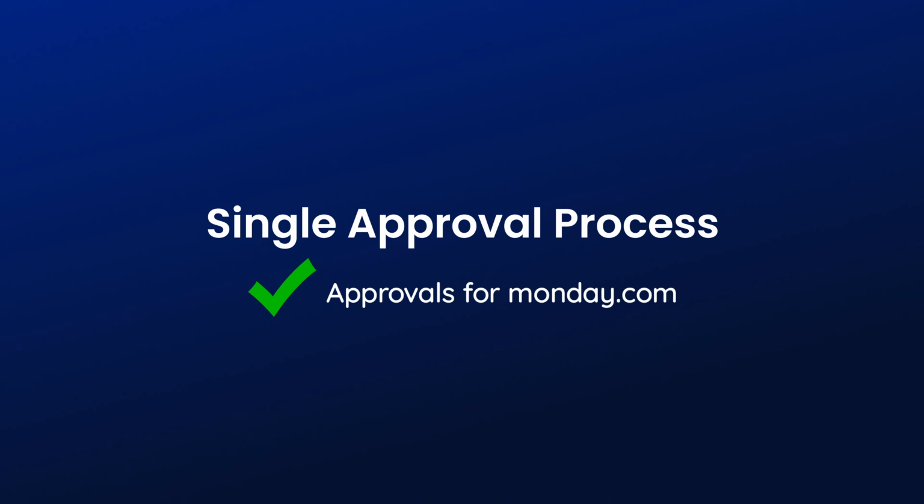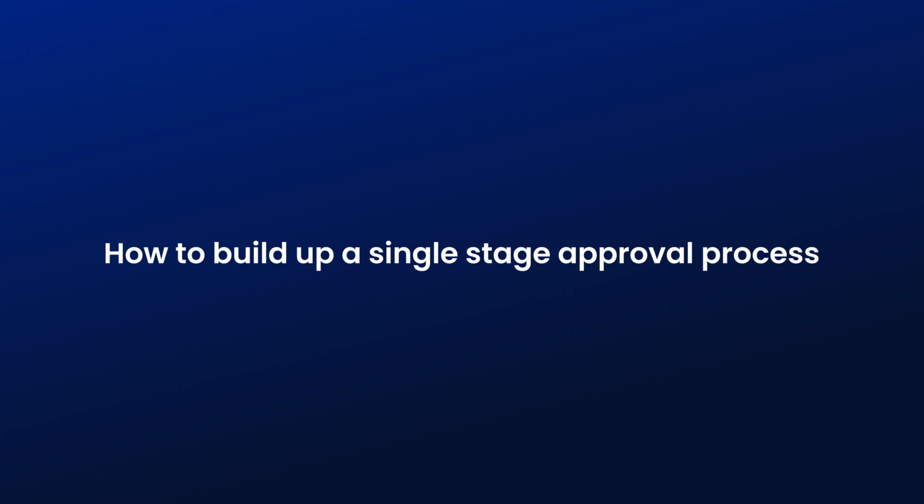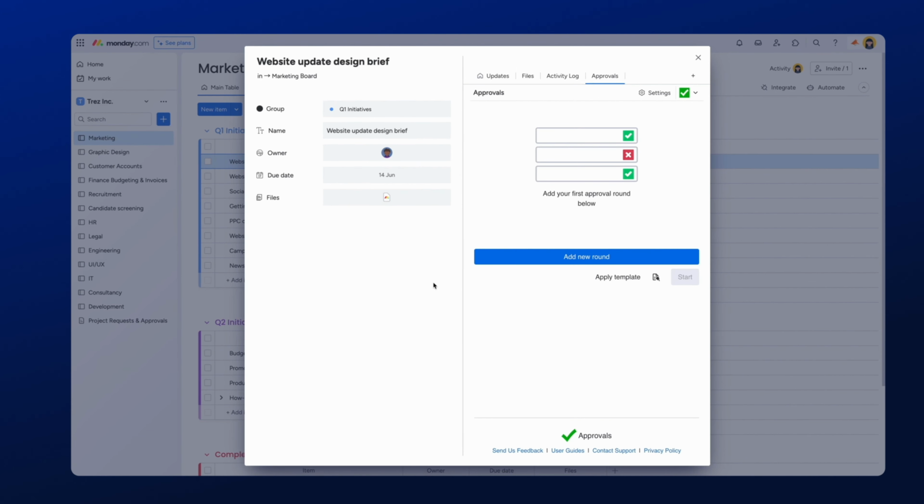In this video, we will walk you through how to build a single-stage approval process. Let's dive in. Before setting up a single-stage approval process, let's make sure the approval status columns are set up on our Monday.com board. This will give us full visibility over every approval taking place using approvals for Monday.com, and it will make it easier for you and your teammates to keep projects on track.